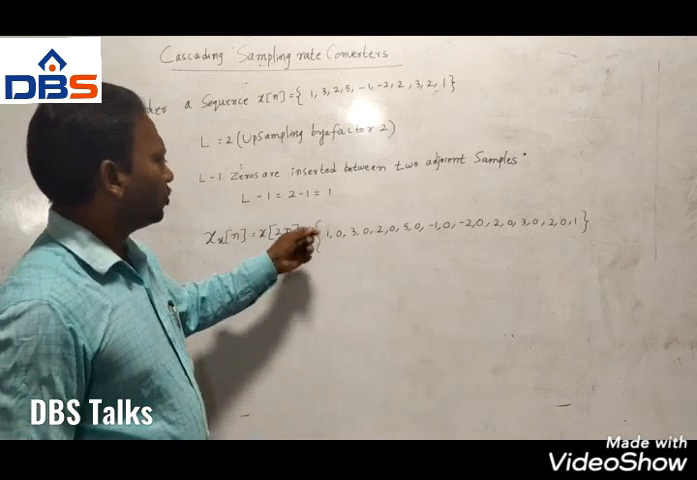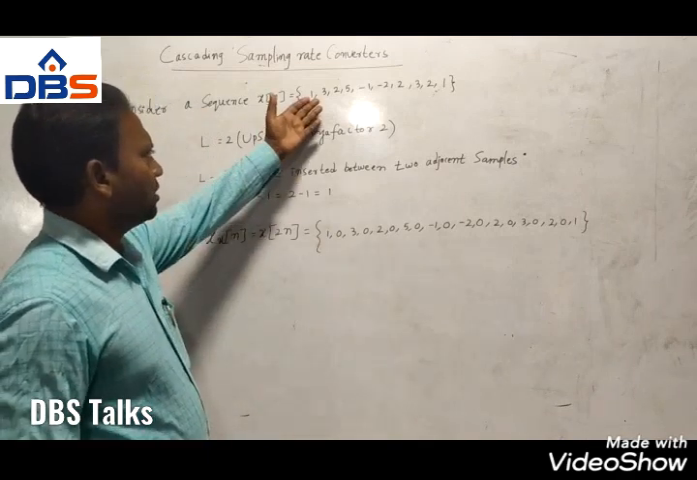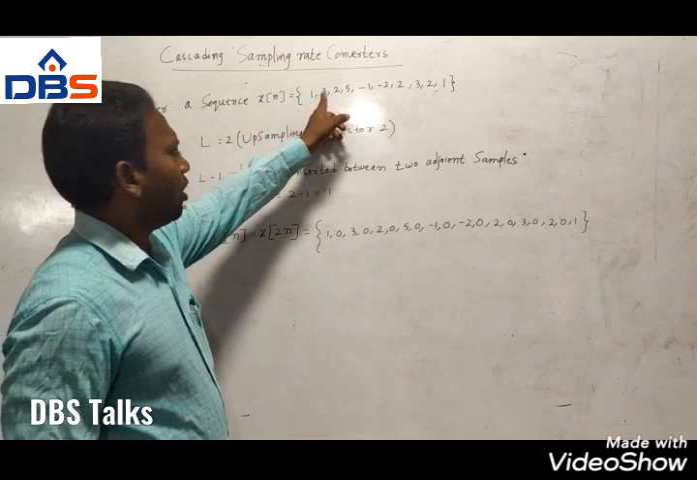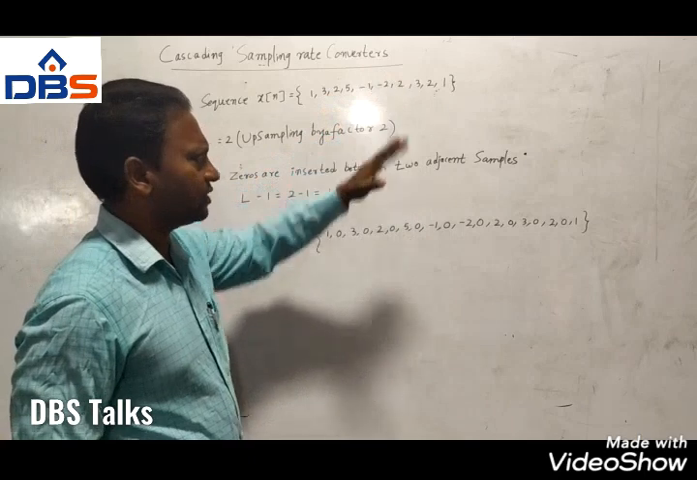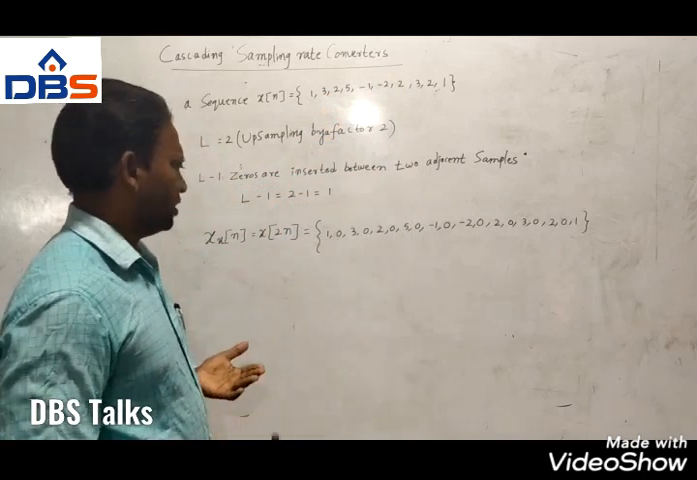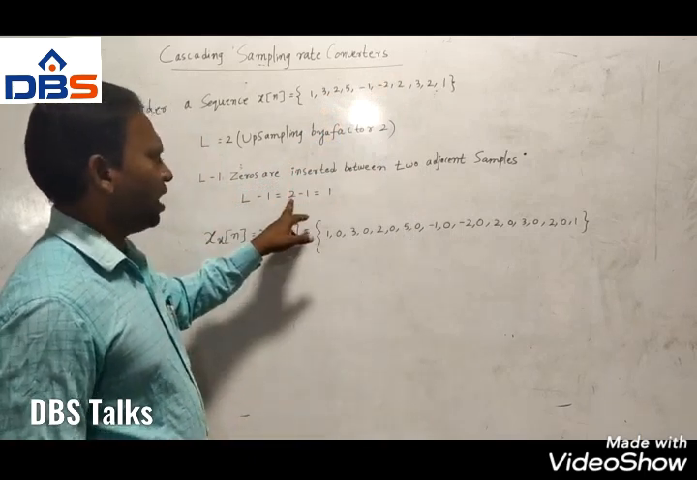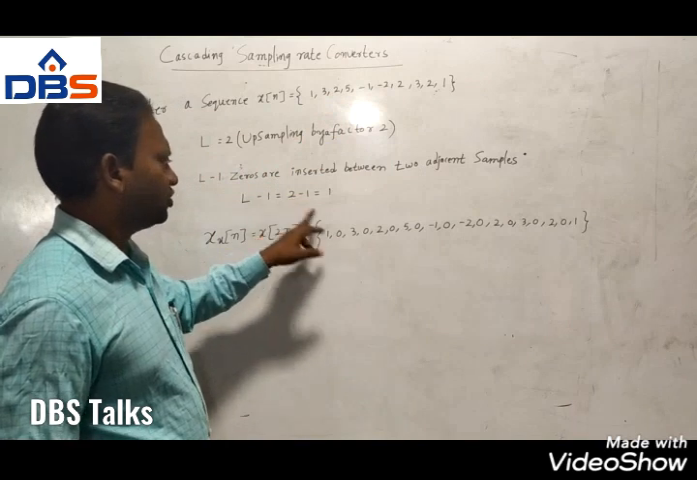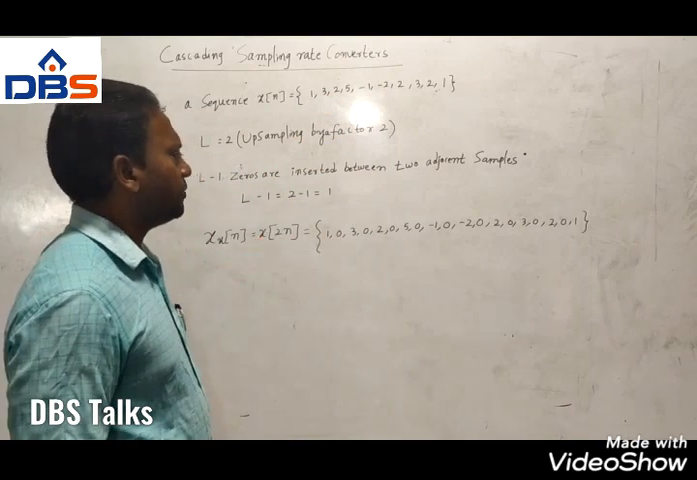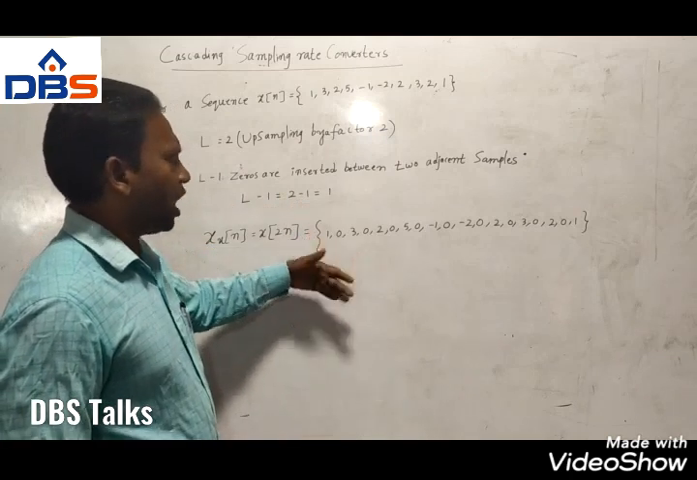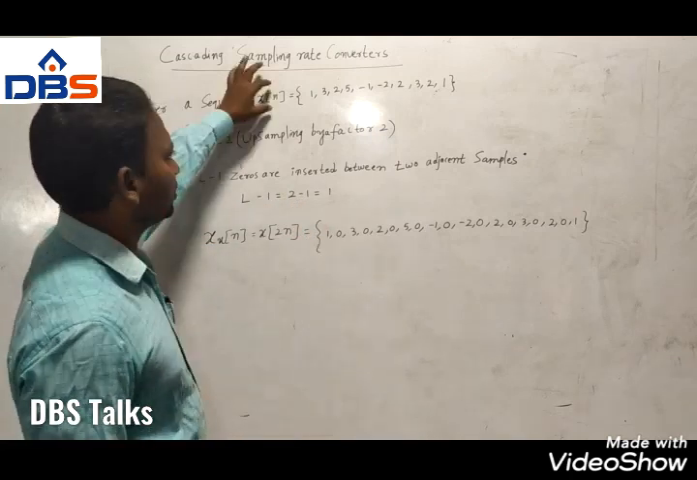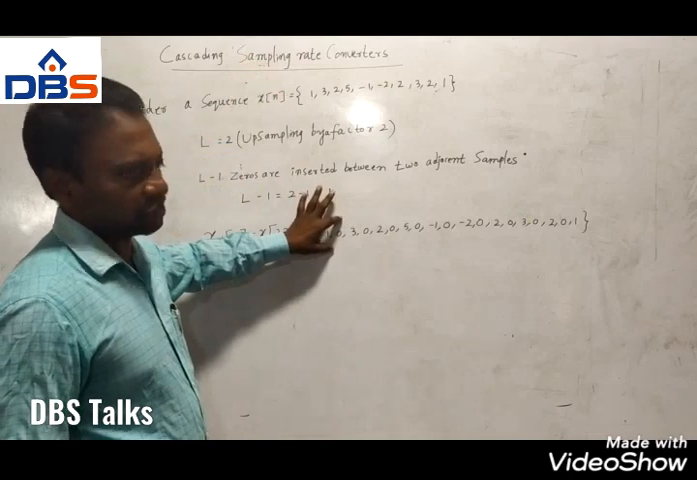Like this. So now you can clearly observe that initially, how many samples do you have? See, 1 2 3 4 5 6 7 8 9 10 samples are there. Now the samples are doubled because L minus 1 zeros are inserted between two adjacent samples. Okay, this is the upsampled sequence. This is the original sequence. This is the upsampled sequence.